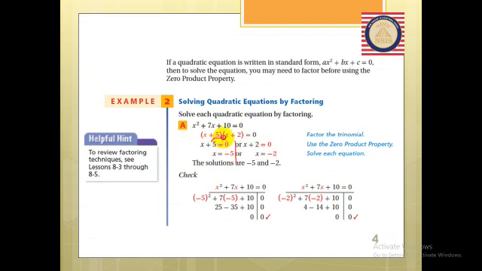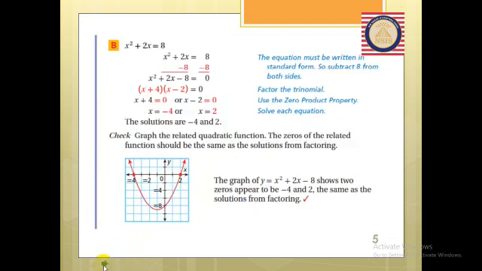Plus 5 will go to the other side with negative and plus 2 will go to the other side with negative. So I have here x equal negative 5 and x equal negative 2. Okay? So this is my solution. And of course I can check by substituting the x.